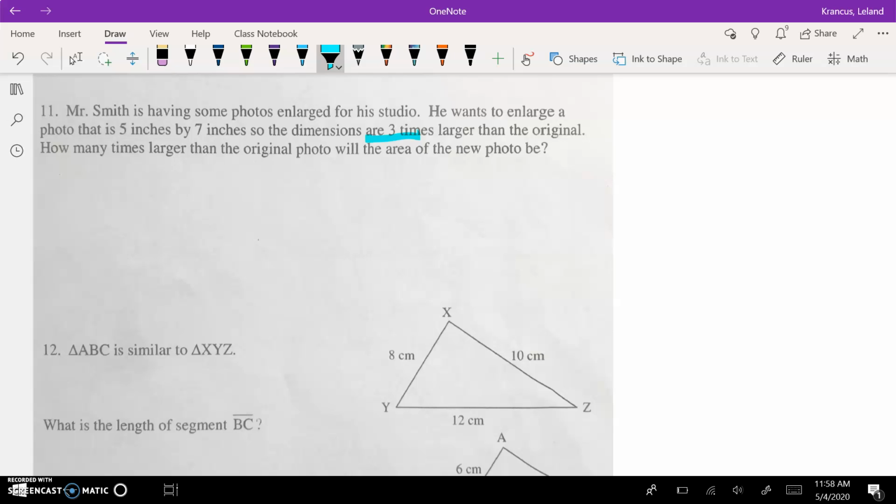And if in doubt, just draw the 2 rectangles and calculate their areas. So you're going to have a 5 by 7, and it's going to be enlarged to a 15 by 21. So you could draw a rectangle, or without drawing it, you could also calculate what the area of that rectangle would be.